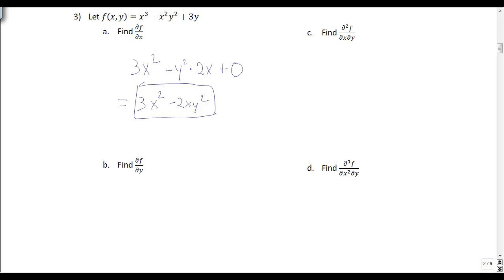So the partial derivative of f with respect to x is this thing. Partial f with respect to y, then x cubed is a constant, so that derivative is 0.